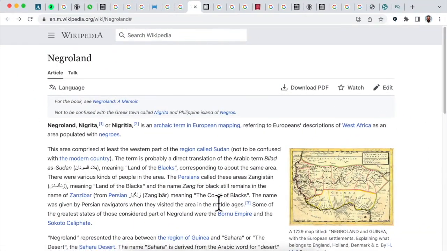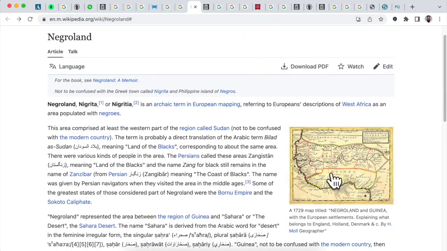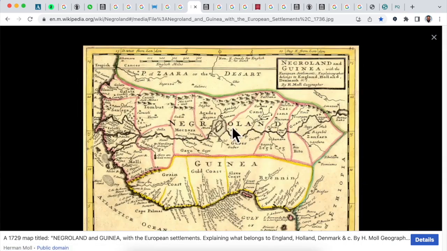And very quickly, I'm going to show a 1729 map of Negroland. This is the Negroland map I'm sure you're all familiar with. It says a 1729 map titled Negroland and Guinea. This is Negroland up here. This is Guinea right here. As you can see, as I've been saying, Guinea was a lot larger. And here's the slave coast. This is where Judah was.